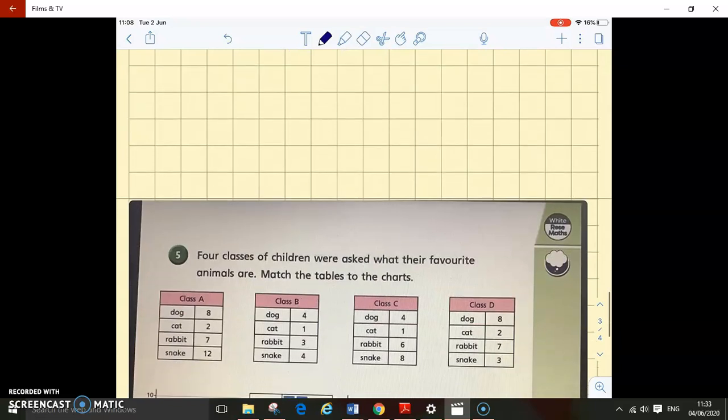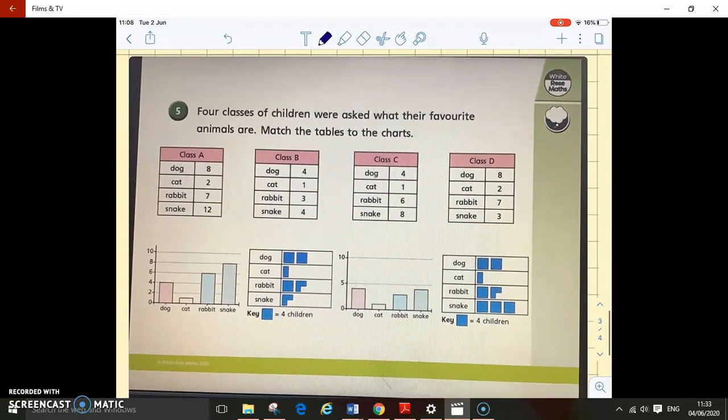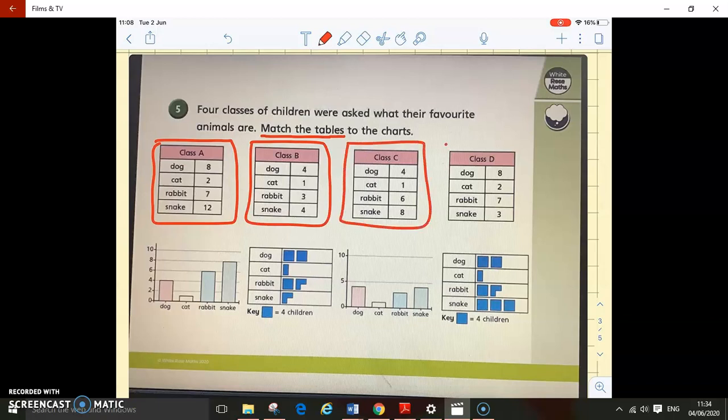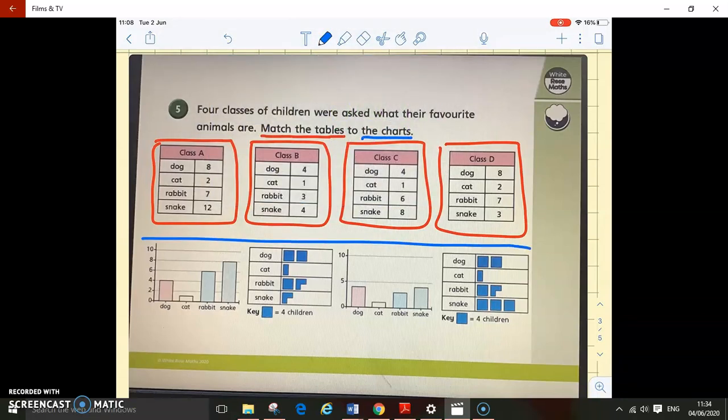Okay, moving on then. So here we can see something a little bit different. We've got a mixture of pictograms and a mixture of bar charts. We did something similar to this last week, and we're going to have to match the tables. We've got a table for class A, one for class B, one for class C, and one for class D. We're going to have to match those tables to the charts underneath, and here are all the different charts. So we've got 4 tables, 4 charts, and we're going to have to match them.